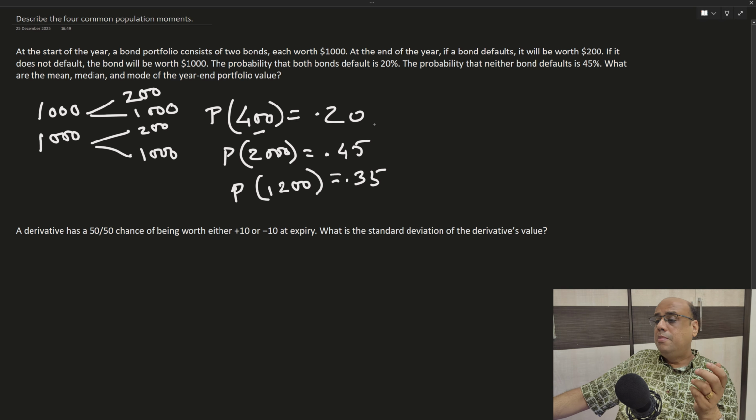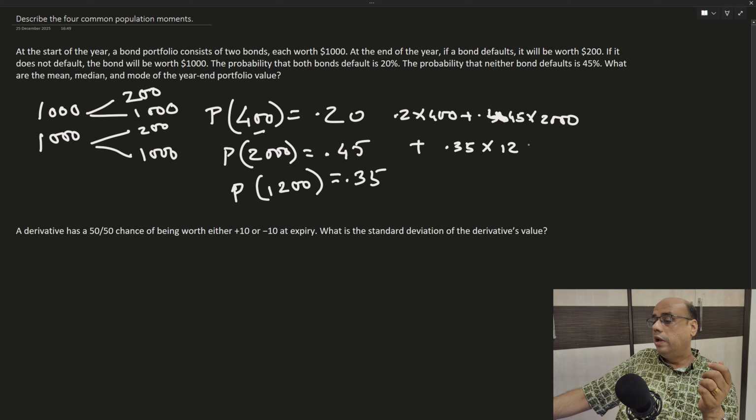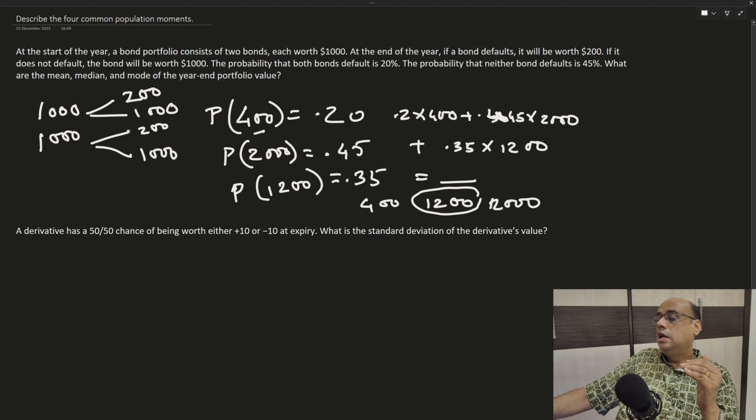So what is the mean? Mean is 0.20 into 400 plus 0.45 into 2000 plus 0.35 into 1200. Just plug in the numbers, you will get the answer. This is the mean. Now, what is the median? Let's say we arrange it in ascending order, 2000. So this is the median.